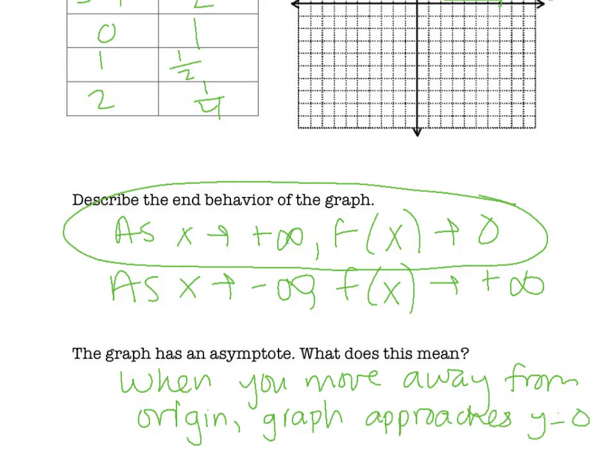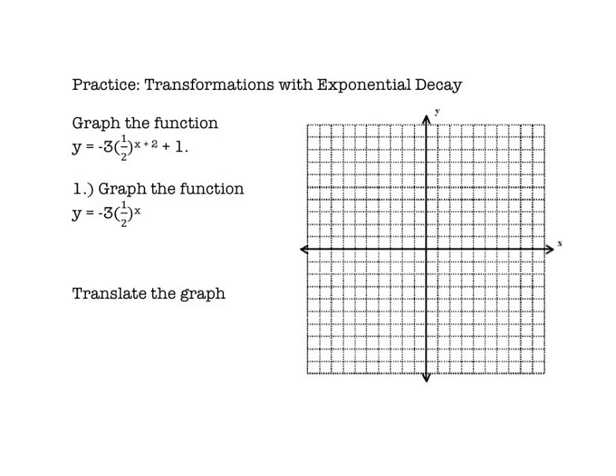So next we're going to look at some transformations of these exponential decay functions with a, h, and k. So in this first example, we have -3 times 1/2 raised to the x plus 2 power plus 1. And let's go through and label. -3 is our a value, this 2 is our h, and 1 is our k. The first thing that we want to do is graph the parent function, which is -3 times 1/2 raised to the x power. Now, from this, that a value is going to be our y-intercept.